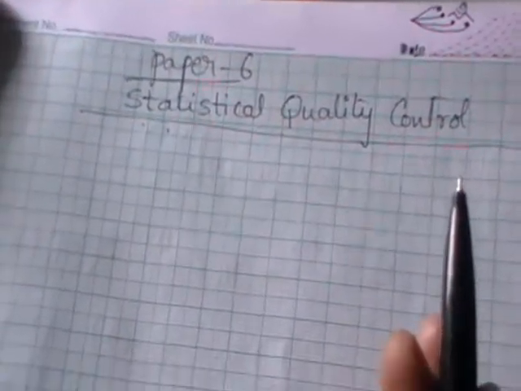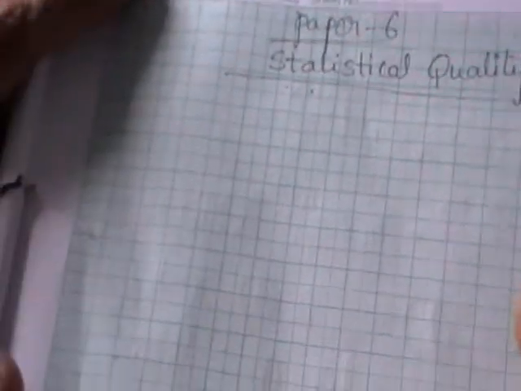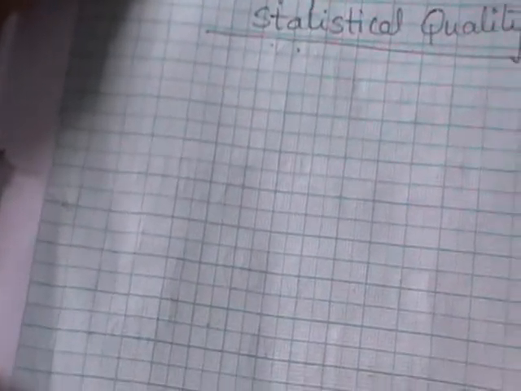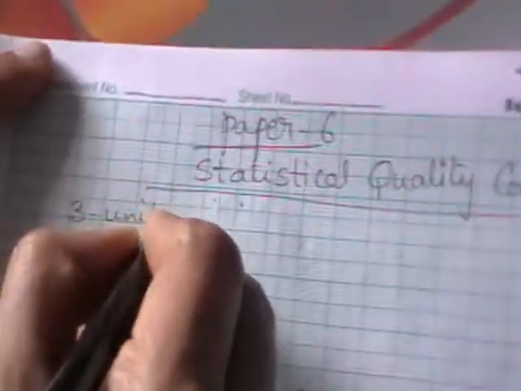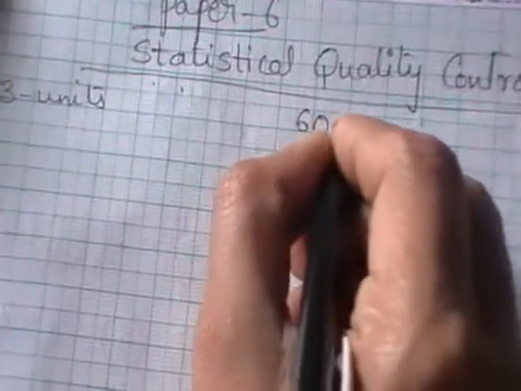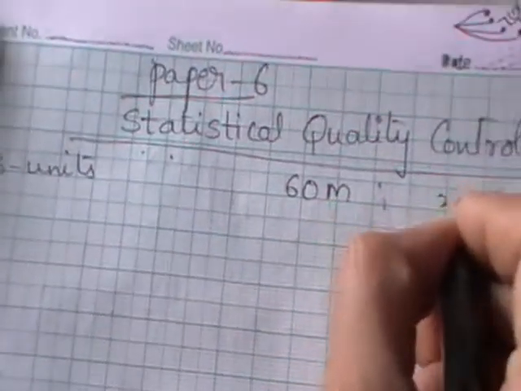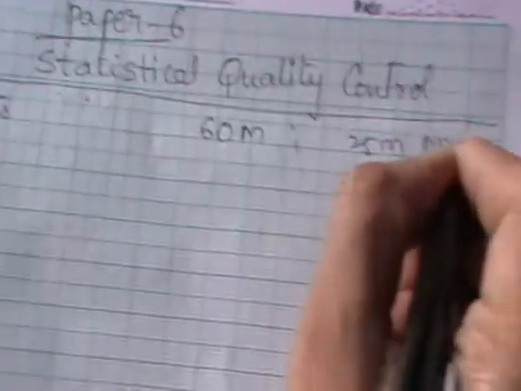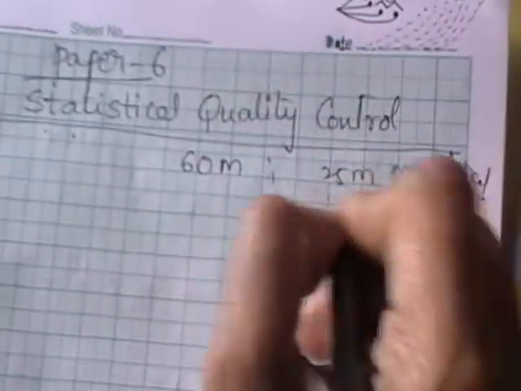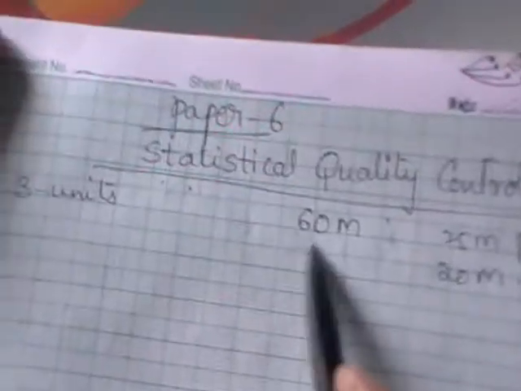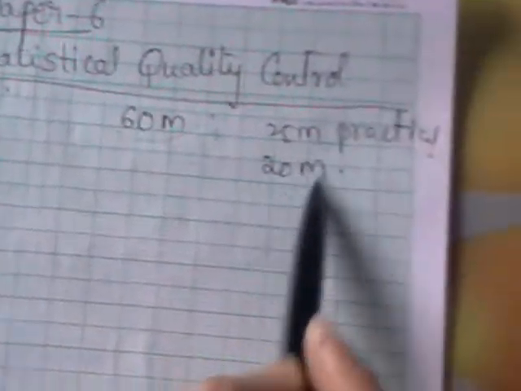Now let us come to paper 6. Like paper 5, paper 6 also consists of 3 units. The question paper you will get is for 60 marks, and 25 marks for practical, and you'll have internal also for 20 marks. So 60, 20, 25 are the theory, internal and practical marks.